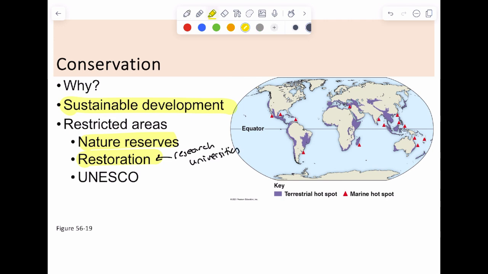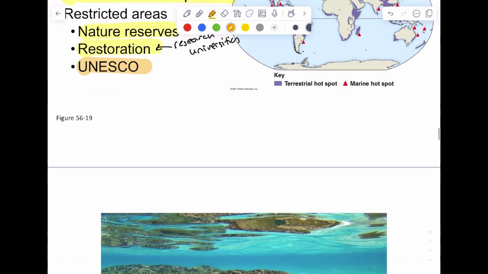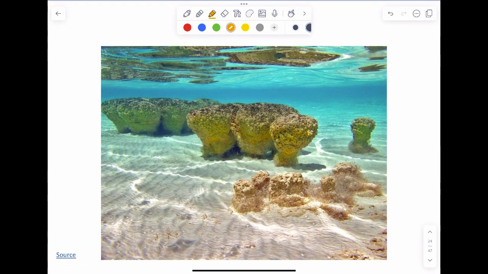We can even have things called UNESCO sites. So these are United Nations declared heritage sites, meaning for the good of existence on Earth, we should have these. There are several that turn out to exist. If you wanted to go and visit all of them, I would tell you good luck. There's like 3,000 of them. The one that I wish to visit is this one. It's in Australia.